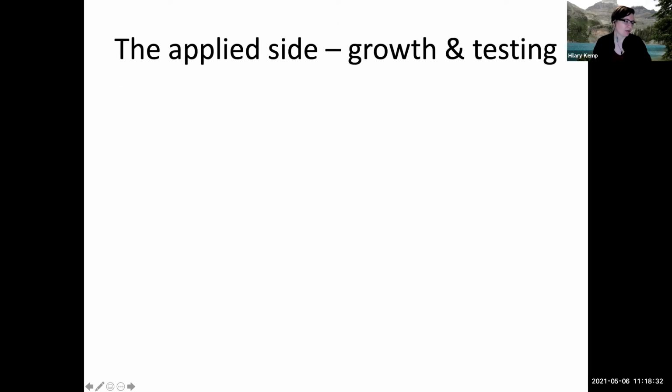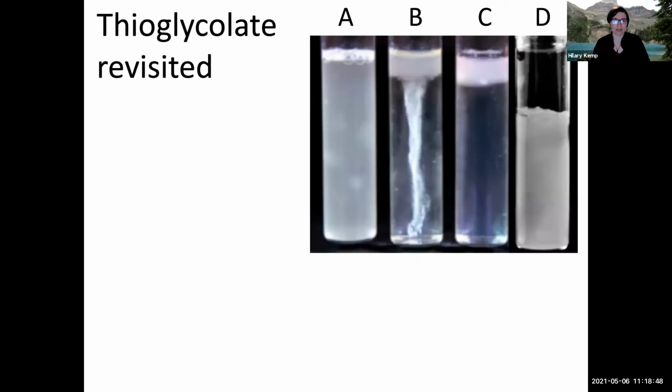We also want to apply our metabolic learning to the lab setting, to the unknown ID process, and also to the growth and testing that is done by real-world microbiologists to understand microbes and also to classify and identify them. So here again is our thioglycolate test that tells us whether an organism is capable of aerobic respiration, whether it's capable of anaerobic metabolism, and what kind of enzymes it might have. So we can learn a lot from this test, actually.